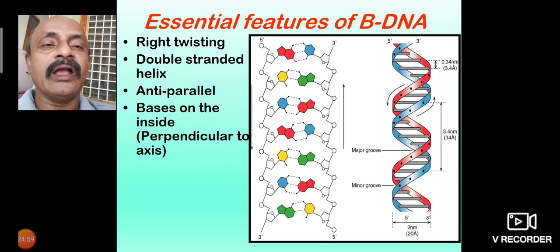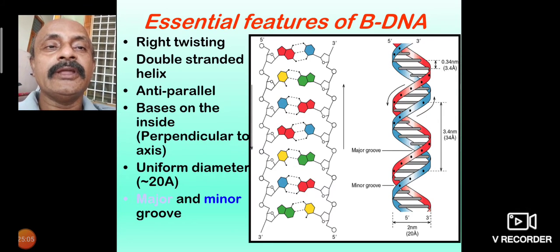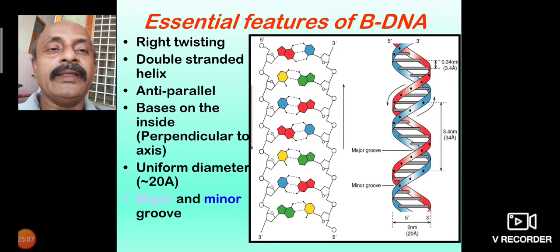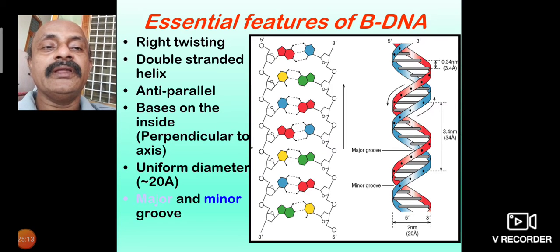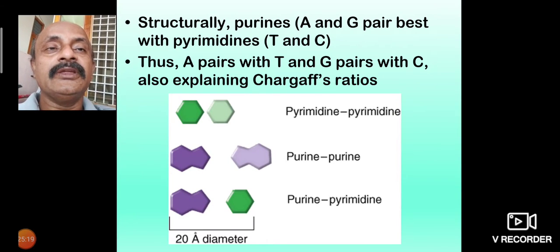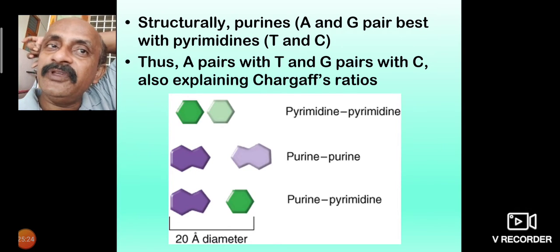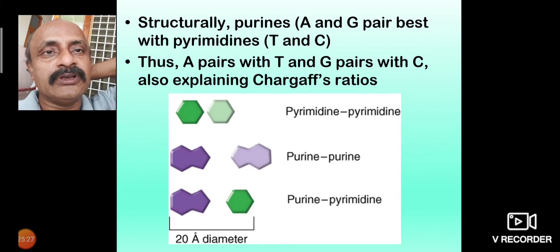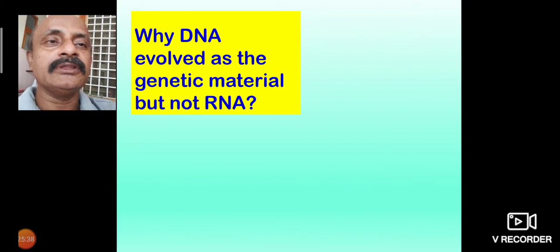The DNAs can be classified into three types. A right-twisted double-stranded helix, anti-parallel, with bases inside perpendicular to the axis, uniform in diameter. So this is also one character of complementary base pairing. Structurally, the purines adenine and guanine pair best with the pyrimidines thymine and cytosine. Thus, adenine pairs with thymine and guanine pairs with cytosine, also explaining the Chargaff ratios. This completes the Chargaff video.